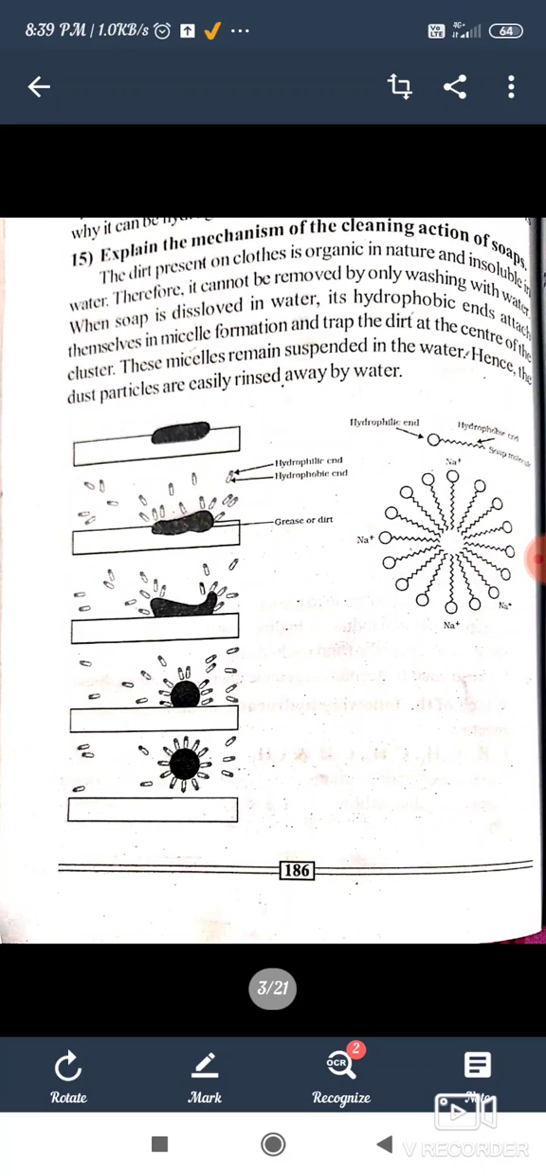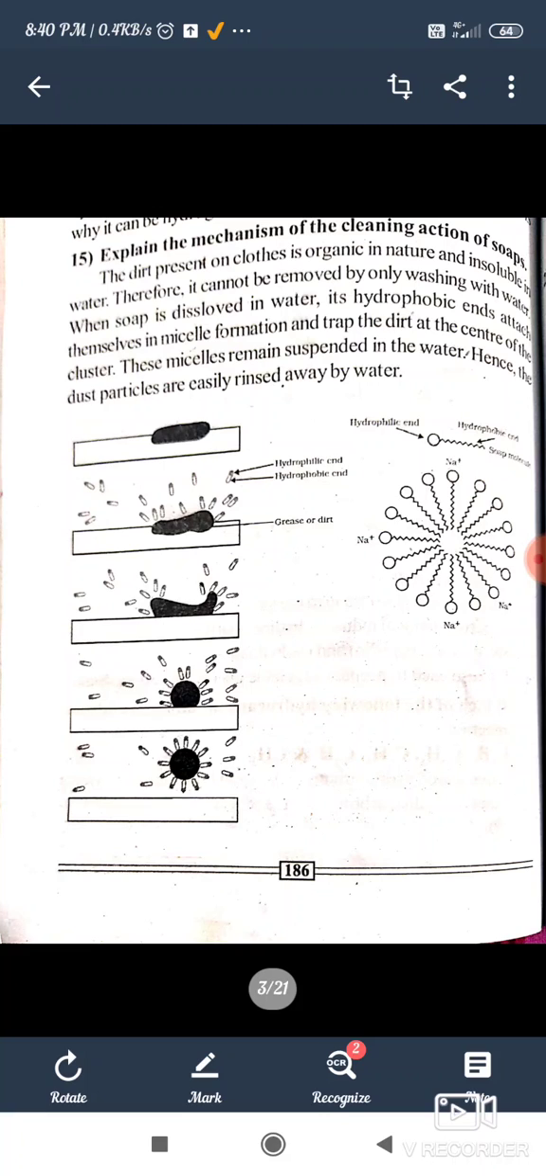And then, explain the mechanism of the cleaning action of soap. So, very important question. This question has arisen 4 or 5 times, so all of you observe and note down this question. The dirt present on the clothes is organic in nature and insoluble in water. Therefore, it cannot be removed by only washing with water.